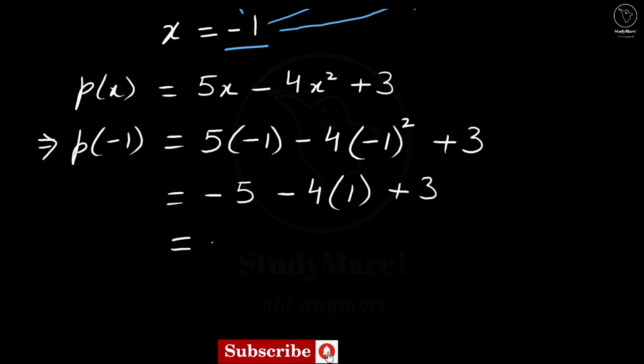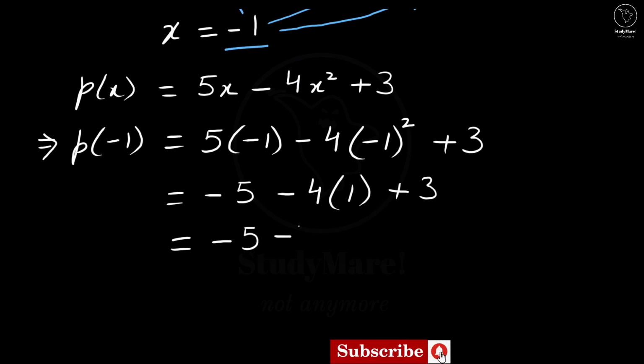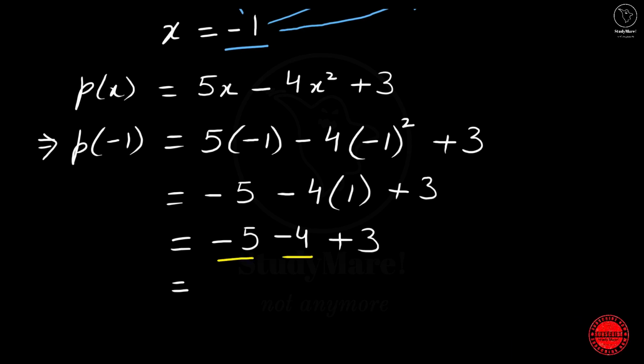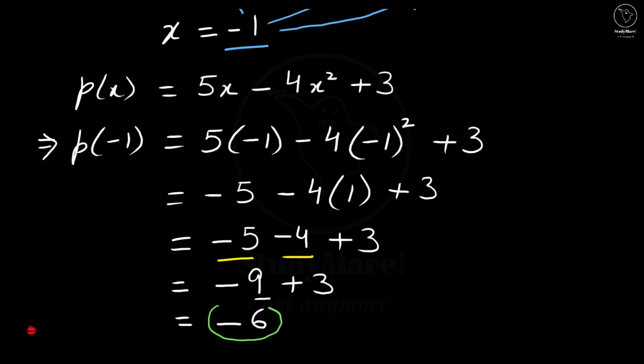This is equal to minus 5 minus 4 plus 3. This is equal to minus 5 minus 4, same signs, add up, so we get minus 9 plus 3, which is equal to, different signs means subtract, and the sign will be of the number with higher value, which is 9 here, so we get minus 9 minus 3, we get minus 6, which is our answer.